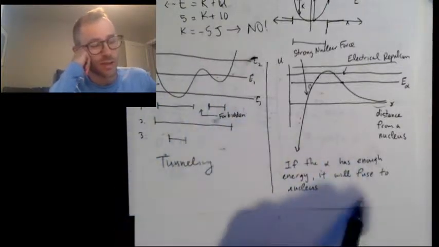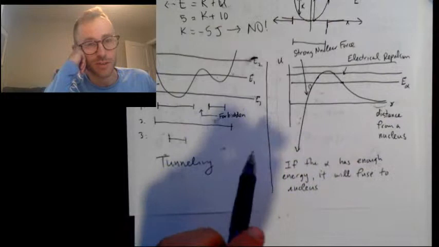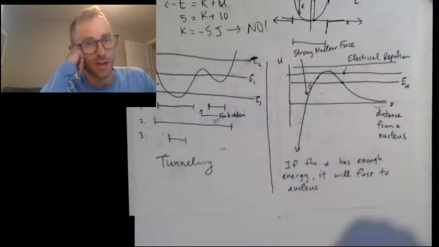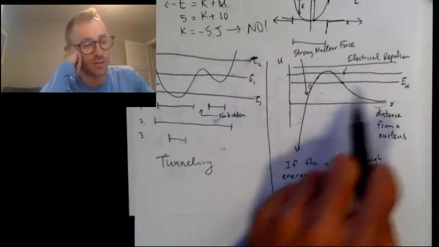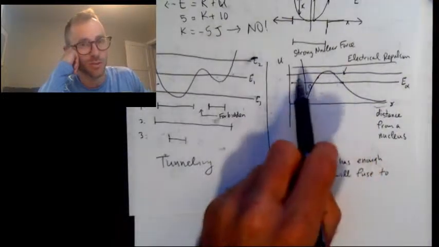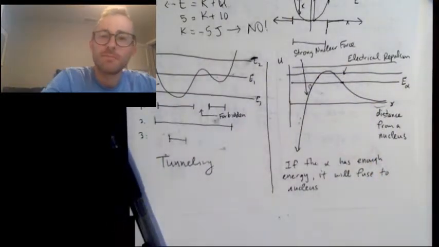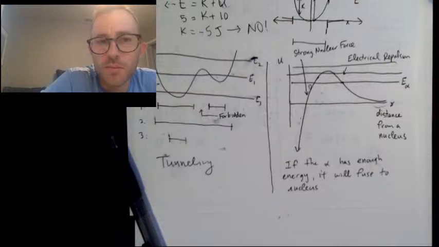This is why we cannot have fusion at room temperature. It has to always be at extremely high temperatures so that you have enough energy to give it a chance to tunnel through the barrier. Okay? So this is how fusion works.